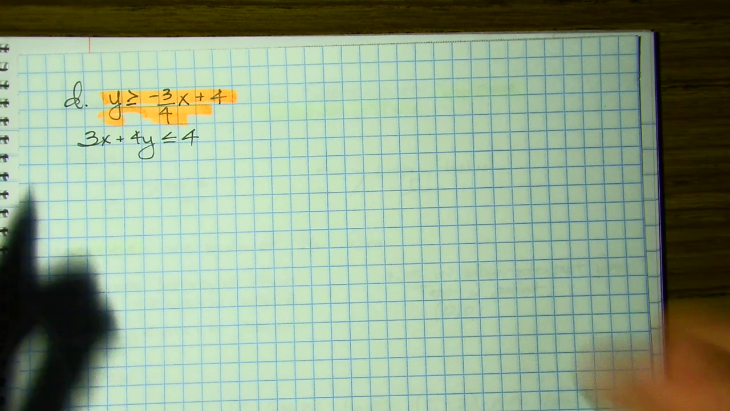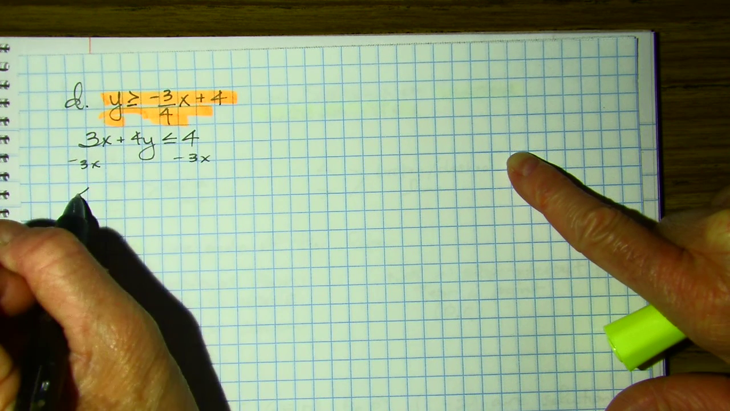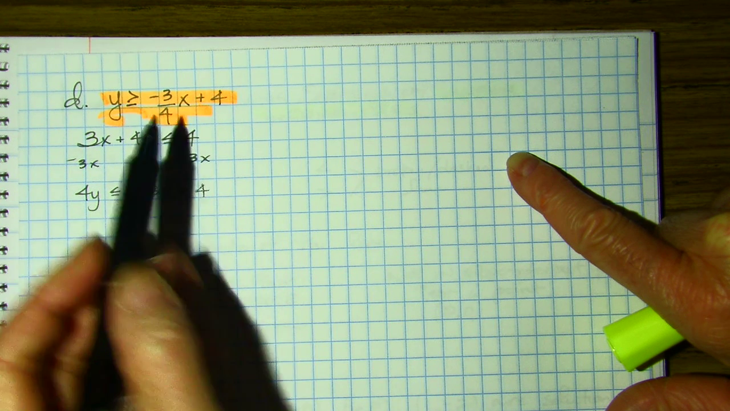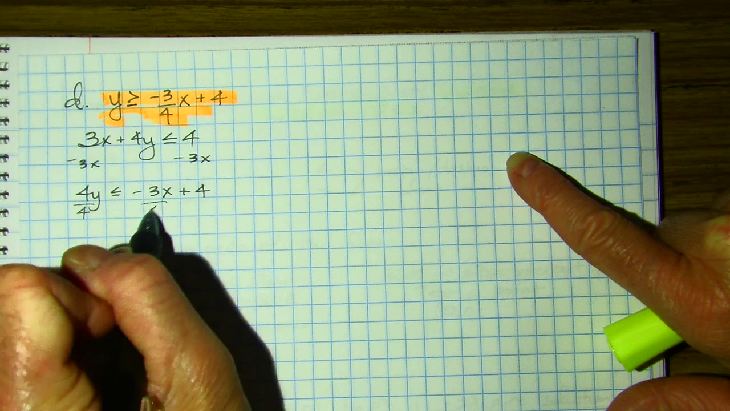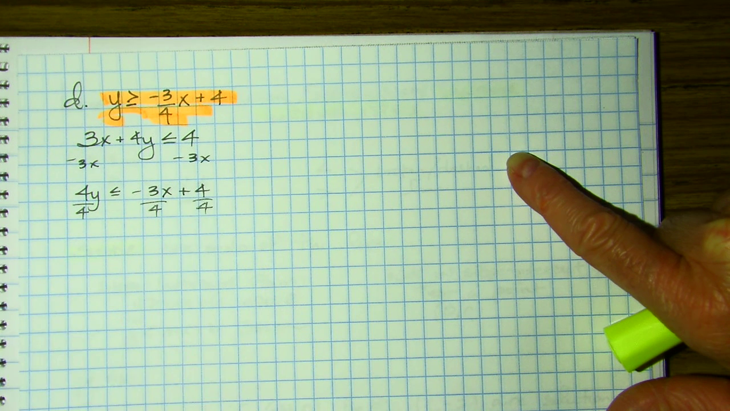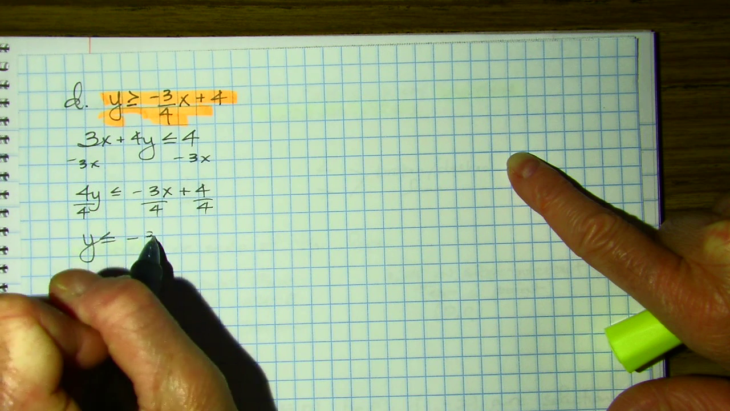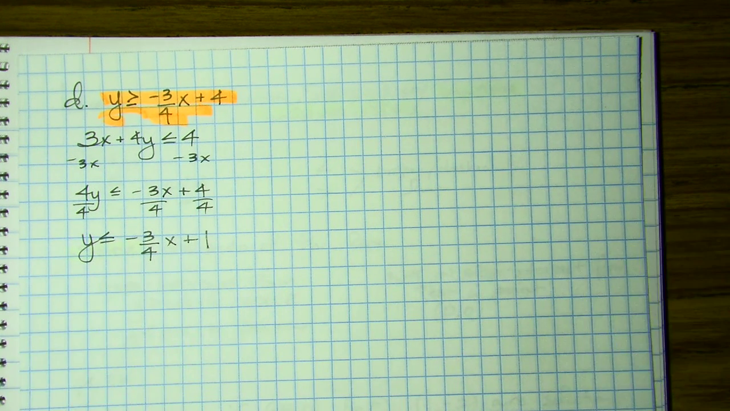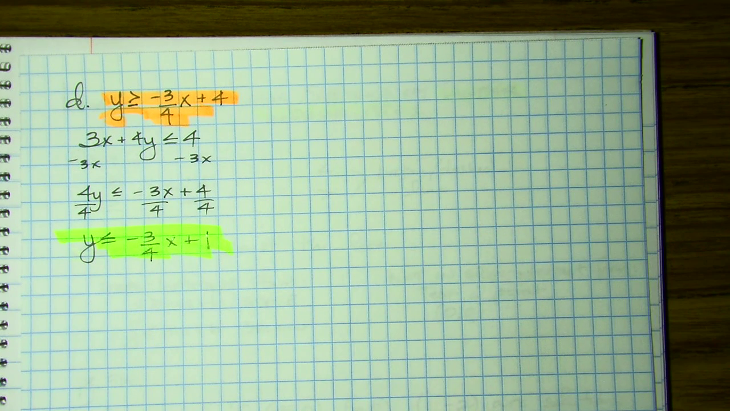All right, so I'm going to subtract 3x. So 4y is less than or equal to negative 3x plus 4. I keep it in order. This is negative, that's positive. Then I'm going to divide each part by 4. So y is less than or equal to negative 3/4 x, 4 over 4 would be 1. So there is my second equation. And so we're going to graph.